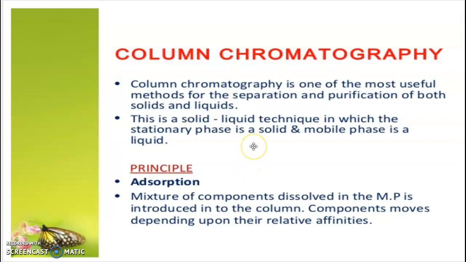See, column chromatography is one of the most useful methods for the separation and purification of both solids and liquids. This is a solid-liquid technique in which the stationary phase is solid and the mobile phase is liquid. The important concept is its principle. Adsorption is the principle. A mixture of components dissolved in the mobile phase, MP, is introduced into the column. Components move depending upon their relative affinities.